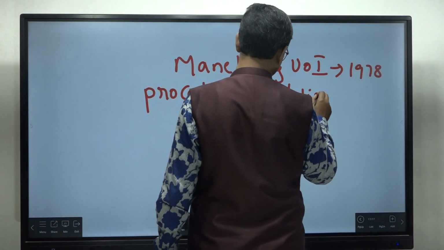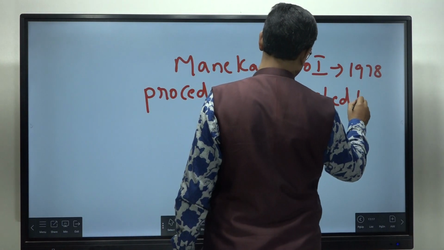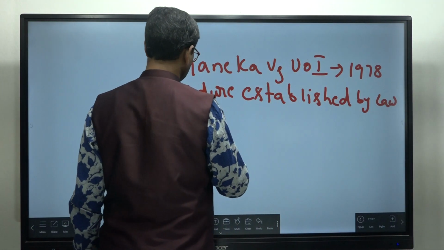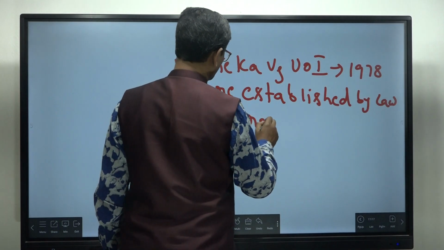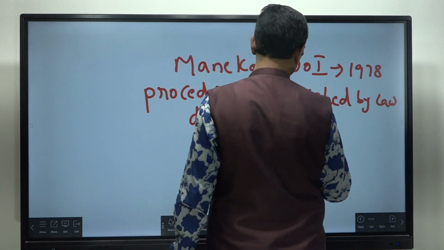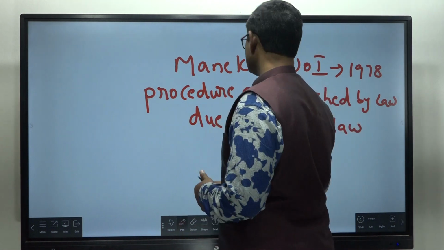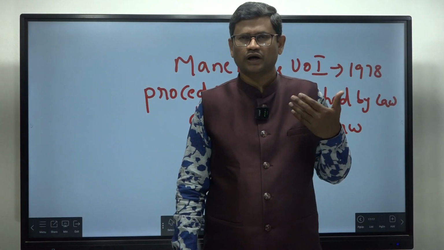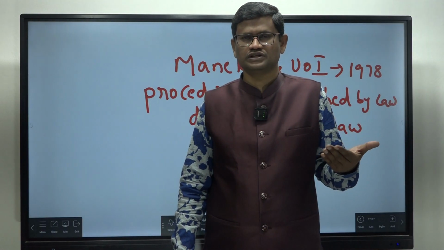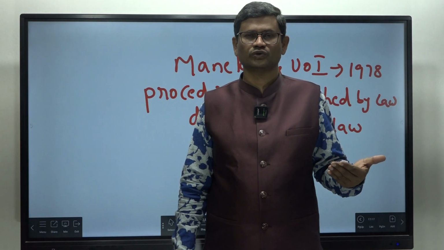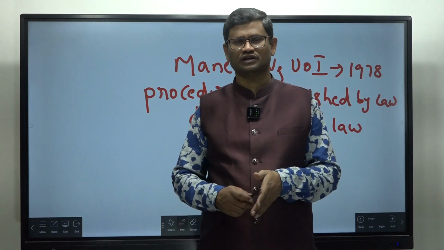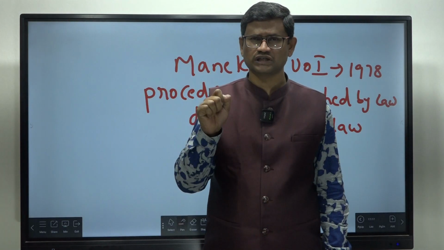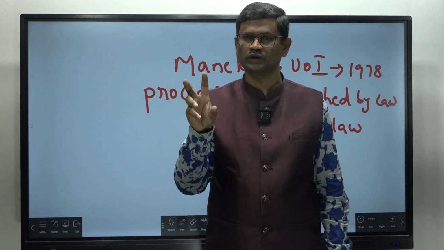This is borrowed from Japanese Constitution. But American Constitution, it is based on due process of law. So in 1978, in Menaka Gandhi versus Union of India, the Indian Supreme Court has borrowed the concept of due process of law, which is there in American Constitution, into the Indian context. What is the consequence of that? Under due process of law, the courts will have wider powers. Under procedure established by law, the courts have limited powers.